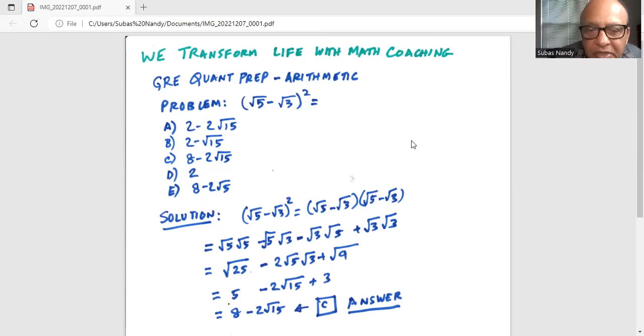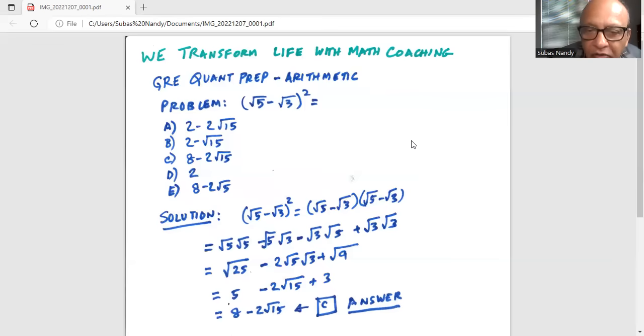By first term I mean the square root of 5, the first term inside the first parenthesis, and you will multiply it with the square root of 5 in the second parenthesis. So it becomes square root of 5 times square root of 5. Next, you take that first term square root of 5 in the first parenthesis and distribute it to minus square root of 3 in the second parenthesis. So it becomes minus square root of 5 times square root of 3.